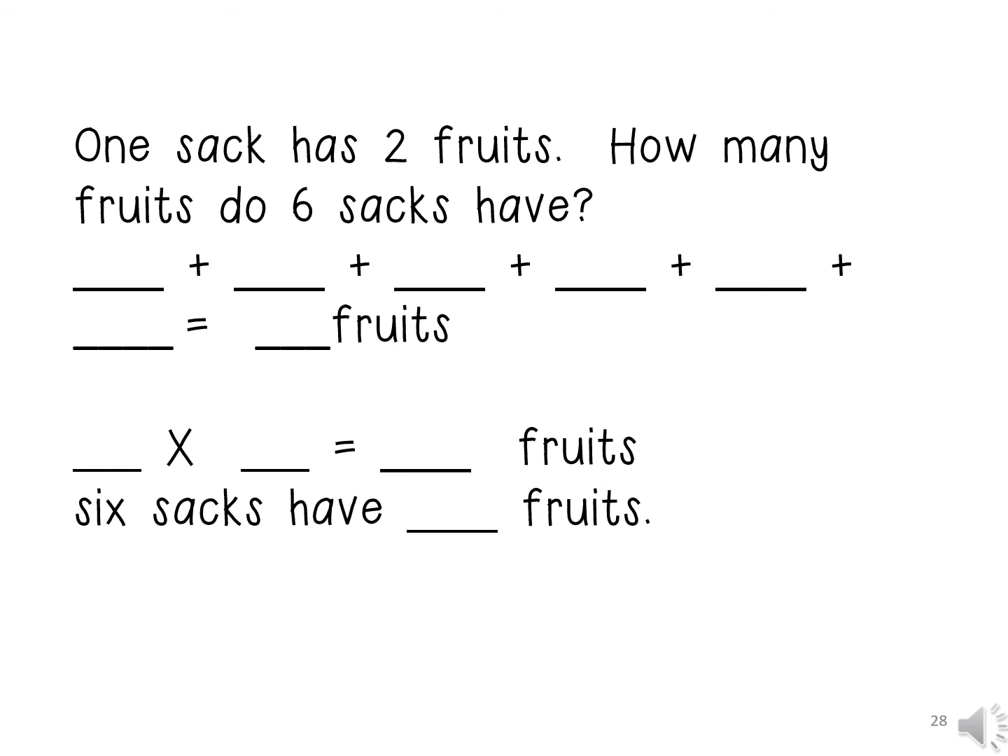So firstly, we need to put the fruits in each sack to see how many fruits we have altogether. Then at the bottom, it says that we need to multiply. So we will have to say 6 times 2 because there is 6 sacks and 2 fruits in each sack. Then the sum will say 6 sacks have, and you will need to find out how many fruits to write the answer.